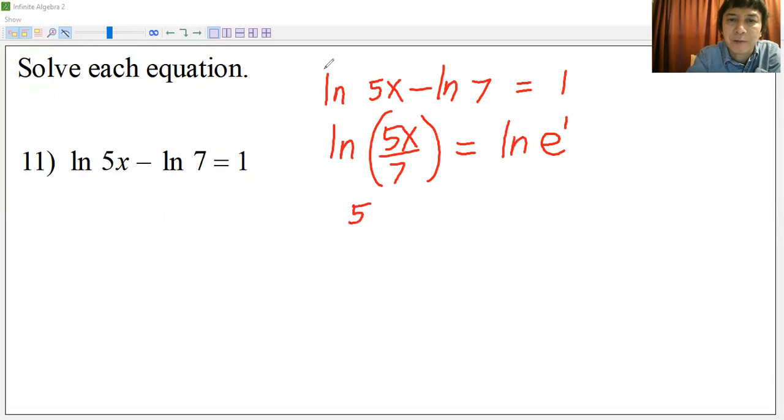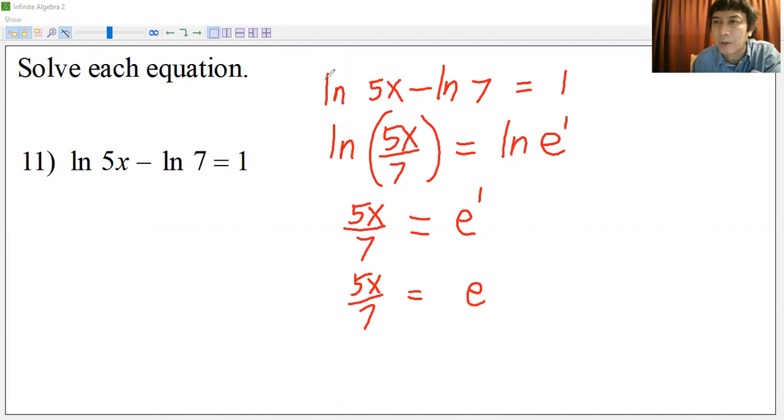We will now have 5x over 7 is equal to e to the 1. You can ignore the 1, of course. This is supposed to be equals, all right. We're after the x, so 5x over 7 equals e. Multiply both sides by the reciprocal of 5 over 7. Multiply this by 7 over 5.